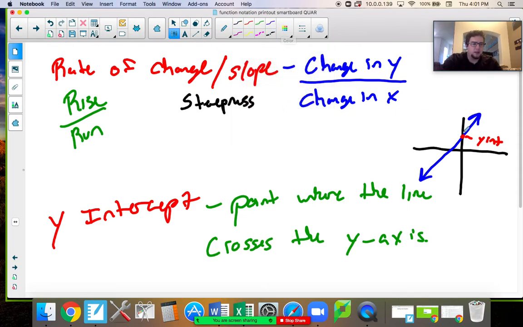The steepness of this line is measured by finding how far I go from this point to this point, how far up and over. Up and over, up and over. That's our steepness. That's our slope right there. That's what dictates it. It kind of looks like a set of stairs.